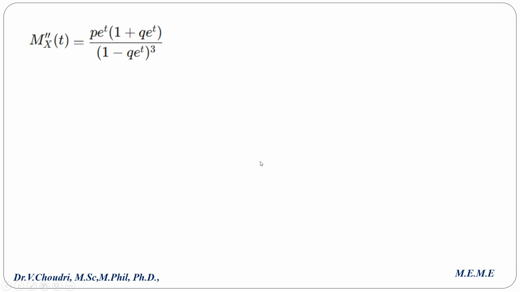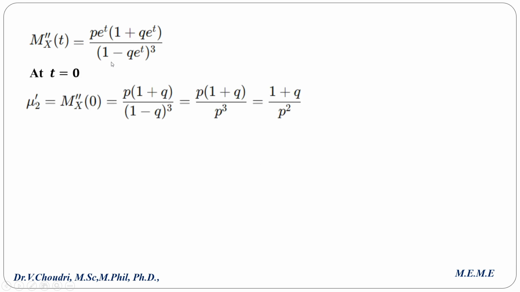Now we are going to substitute t equal to 0. See, when we substitute t equal to 0, what happened? This is p e power 0 value 1, (1 plus q into e power 0 value 1) divided by (1 minus q) power 3. Okay, so p into (1 plus q) divided by (1 minus q) power 3. 1 minus q is nothing but p. So p into (1 plus q) divided by p cube. P will be cancelled. 1 plus q divided by p square.